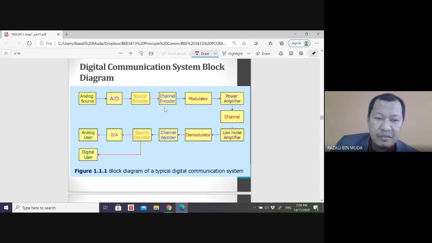And then if the signal is in digital, you need to have a conversion from digital to analog, so that the signal will be presented or processed to the analog user. So this is the digital communication system. Just now we have seen the analog communication system. This figure shows the block diagram of a typical digital communication system.